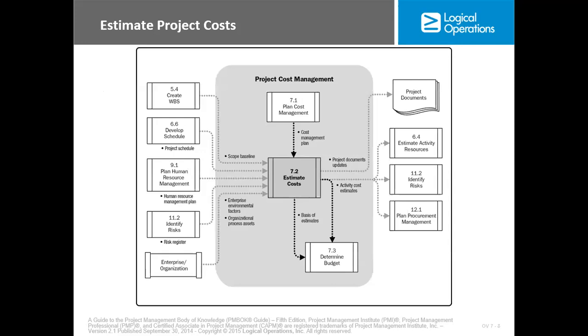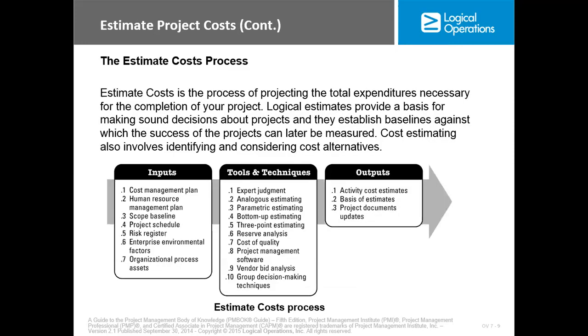And the next process we have is estimate cost. Okay. Now the estimate cost is a process of projecting the total expenditure necessary for completion of your project. Logical estimates provide a basis for making sound decisions about projects, and they establish baselines against which the success of a project can be measured. Cost estimating also involves identifying considerable cost alternatives.